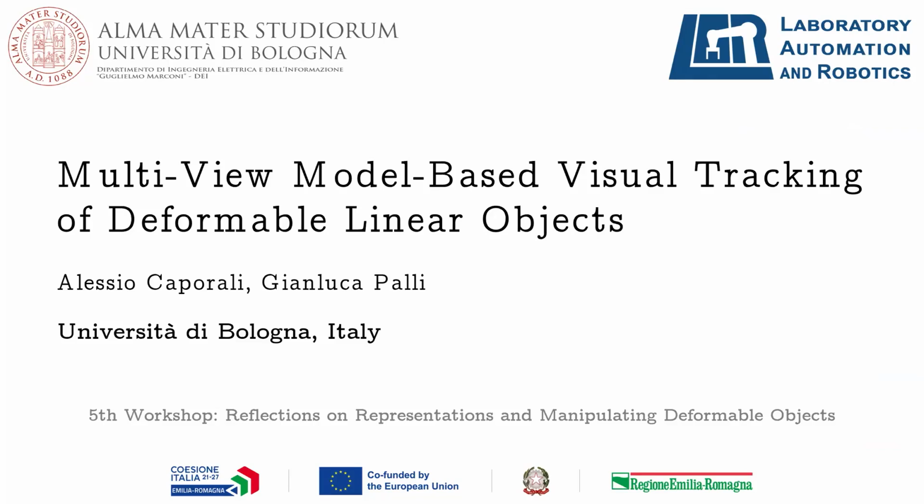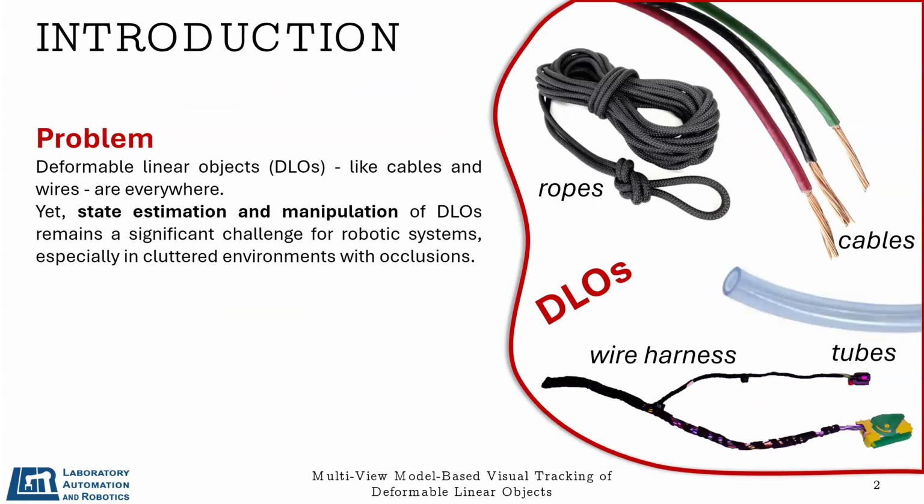The title of our work is Multi-View Model-Based Visual Tracking of Deformable Linear Objects. Electrical cables, wires, and ropes are examples of deformable linear objects, a class of deformable objects characterized by a circular cross-section and a length significantly greater than the radius.